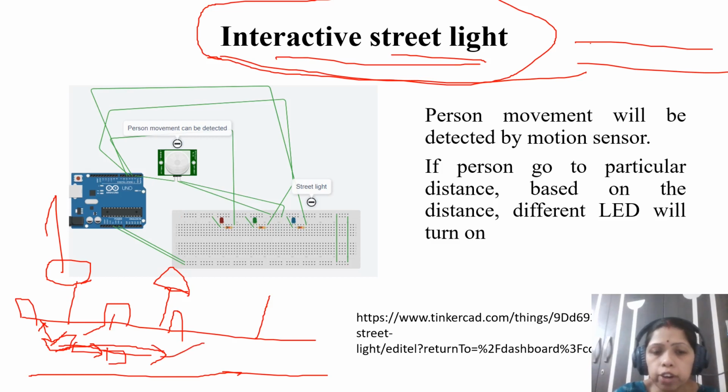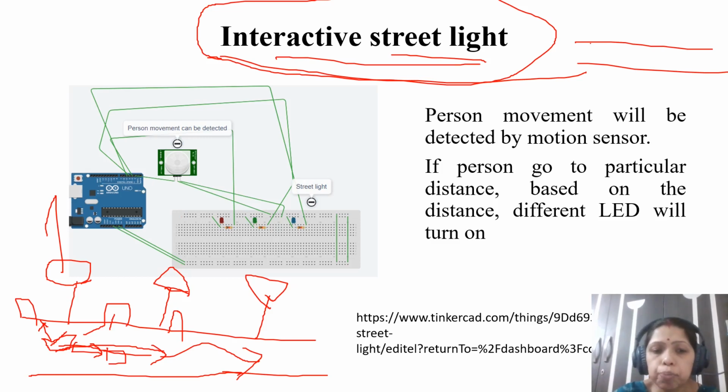Again, when the object moves further towards the next street light, the distance between the motion sensor and the object will be more. Based on the distance, that LED will be turned on. When this LED is turned on, the previous LED will be turned off. So for three LEDs one motion sensor is connected, and for the next consecutive three LEDs, another motion sensor is connected.